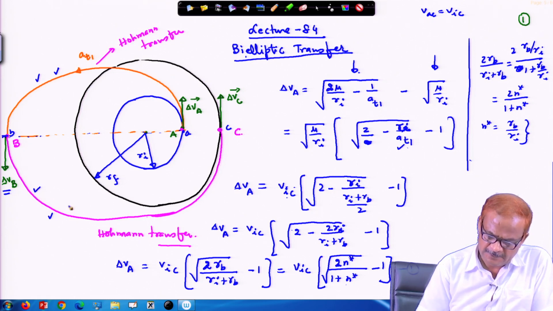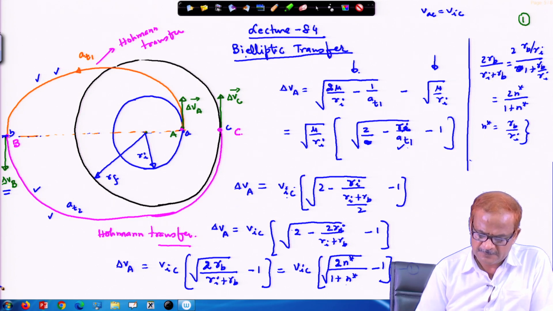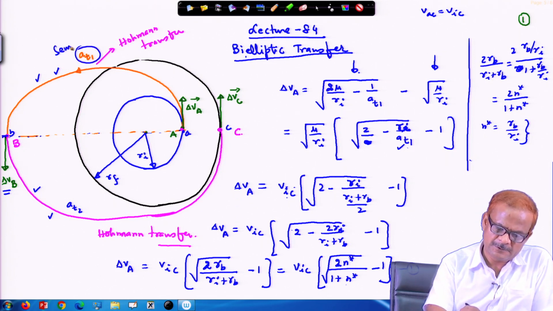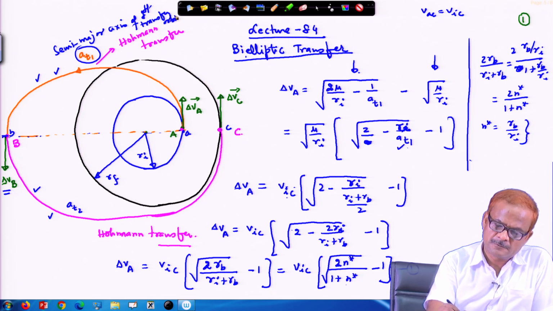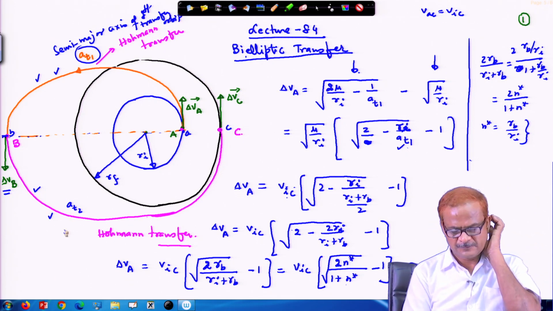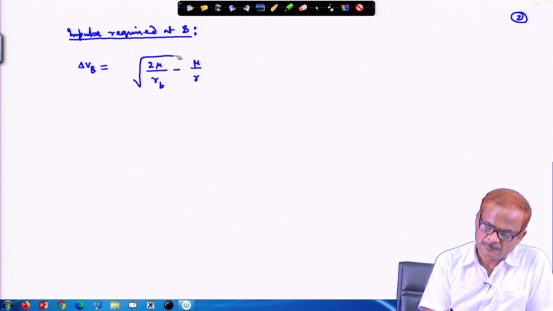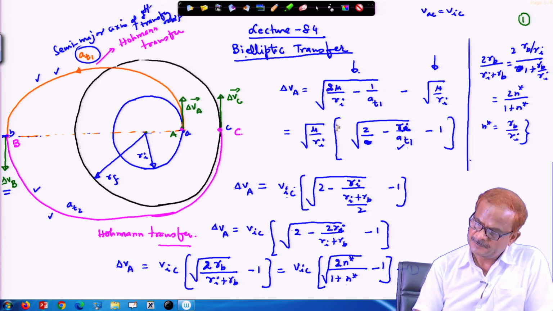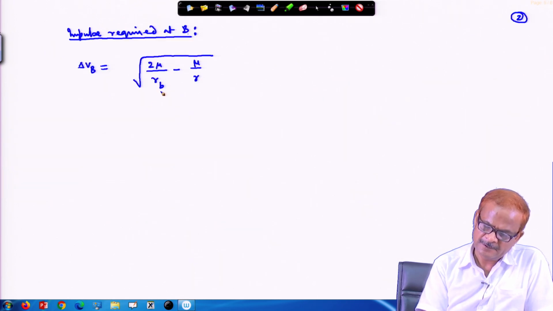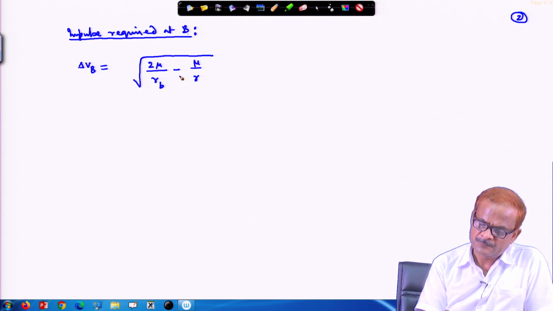So, this orbit is different, this is a t 2, its semi major axis. This is the semi major axis of the first transfer orbit, and this is the semi major axis of the second transfer orbit. So, we use the same equation as we used here, where 2 mu by r I gets replaced by r b.